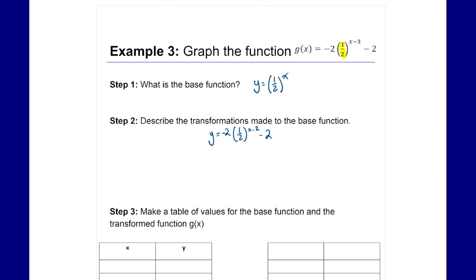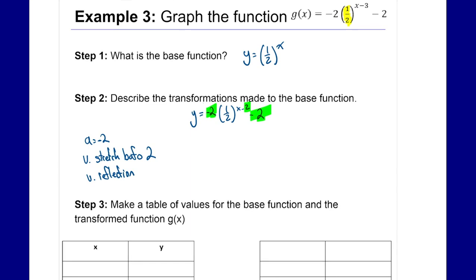I'm going to go through, look at all my values to figure out what my transformations are going to be. I have an a value of -2, so this means I have a vertical stretch by a factor of 2, not -2, because the negative does not contribute to the stretch. The negative actually does imply a vertical reflection, or a reflection over the x-axis. So the negative has something else that it does.